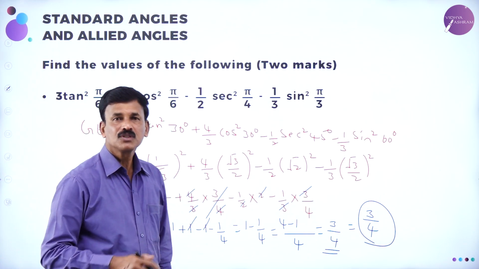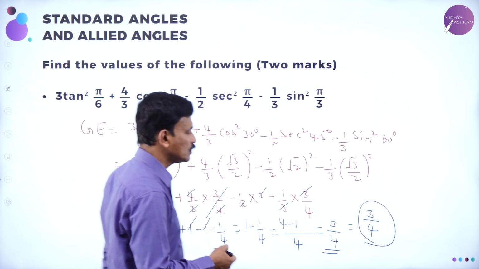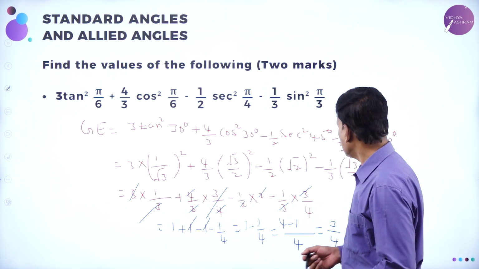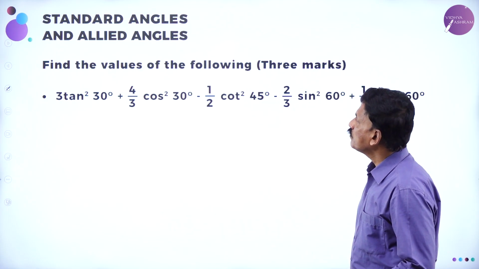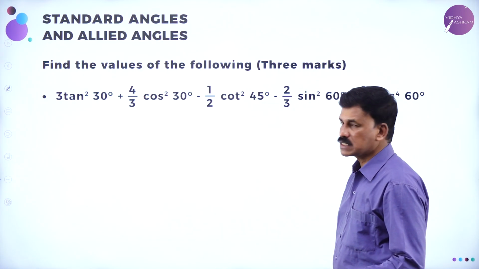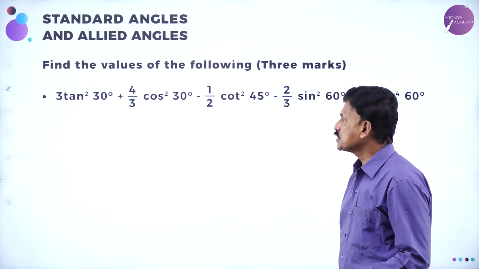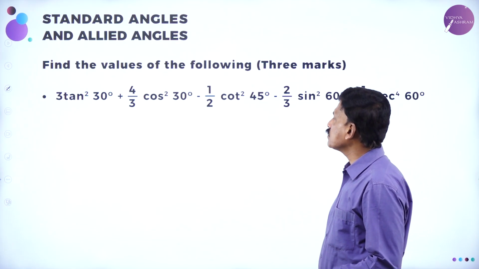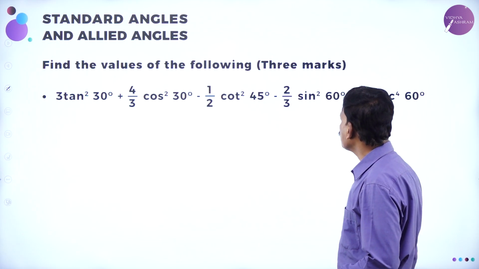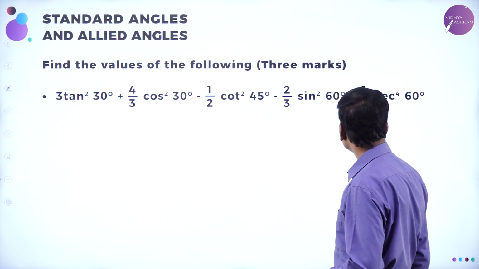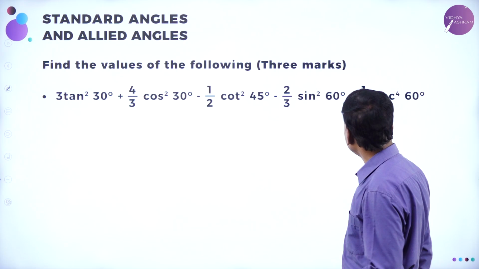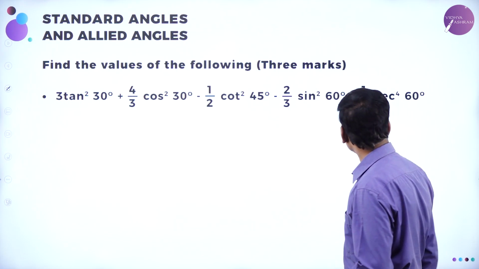Okay. Now, let us move on to the next problem. Find the value of, this is a 3-marker question, 3 tan square 30 plus 4 by 3 cos square 30 minus 1 by 2 cot square 45 minus 2 by 3 sin square 60 plus 1 by 8 secant to the power of 4 times 60 degree.